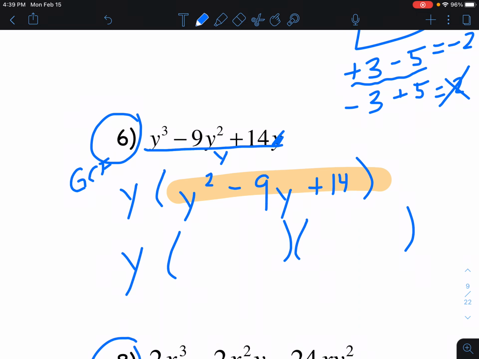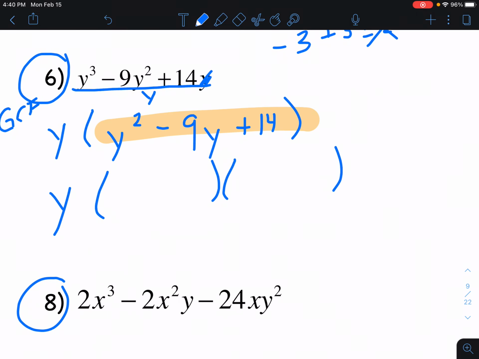Don't forget to bring your GCF down into your answer, though. That is very important. GCFs will always be copied down and dragged down to your answer. All right, so y squared gets broken up as y and y.